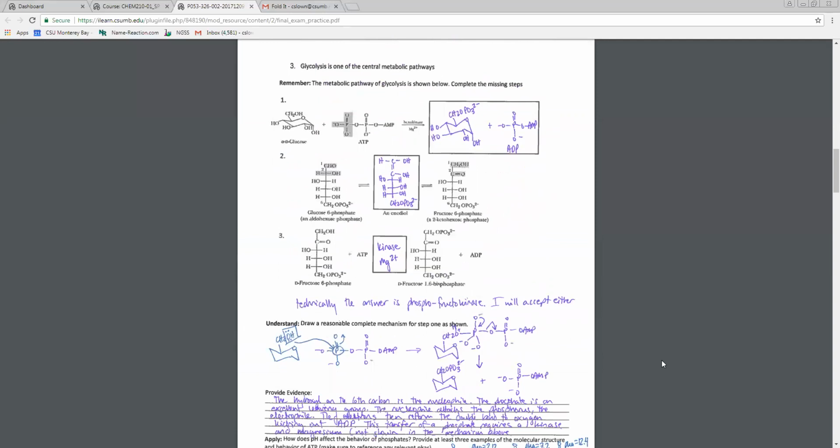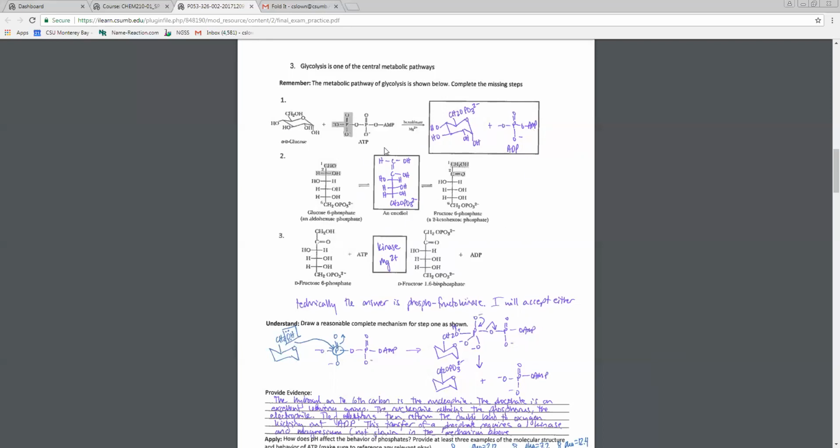Glycolysis is one of the central metabolic pathways. Remember, the metabolic pathway of glycolysis is shown below. Complete the missing steps. Your job here is to be Sherlock Holmes and to really think about what are the clues that are present. So here, the presence of hexokinase and magnesium tells me that I'm transferring a phosphate. It also helps that that phosphate has been highlighted. I'm going to transfer that phosphate onto the sugar, and in the process, I'm going to form ADP.